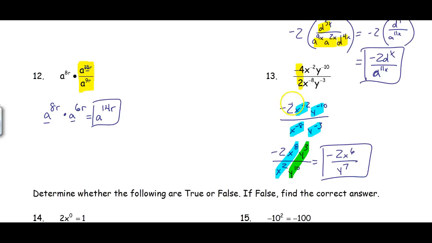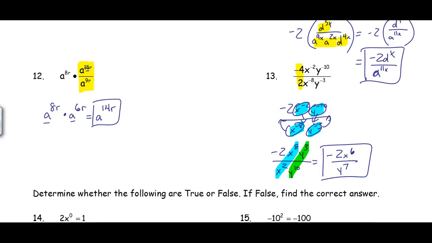And number 13, simplify your fraction out front. Then all of these are going to flip. Then you want to subtract your exponents. So 8 minus 2 is 6, where we get this. Here, 3 minus 10 is negative 7. Remember that negative always goes in the bottom, so it is y to the 7.